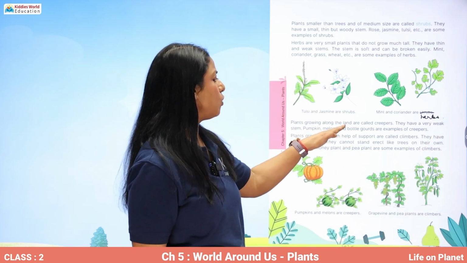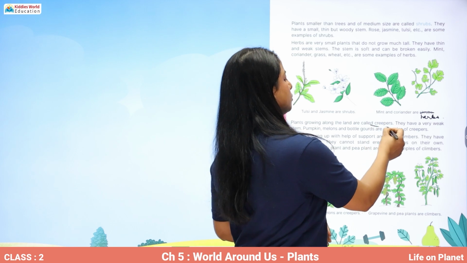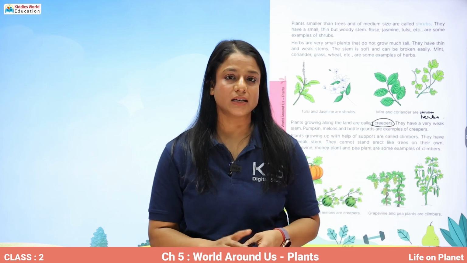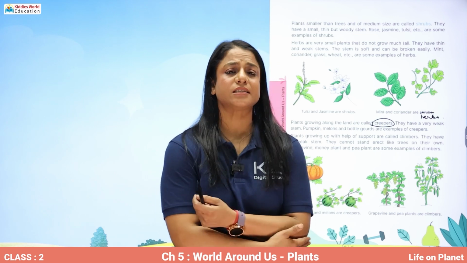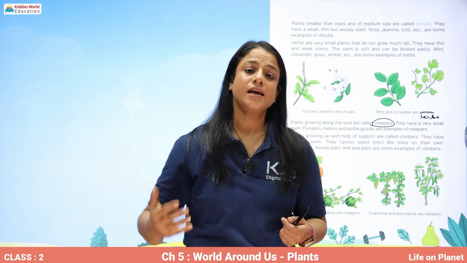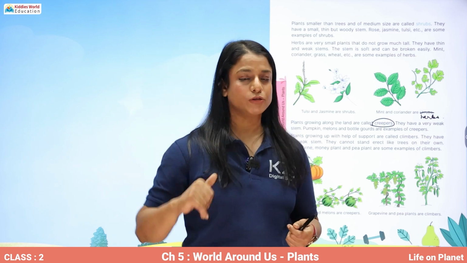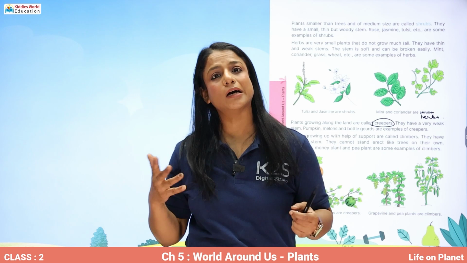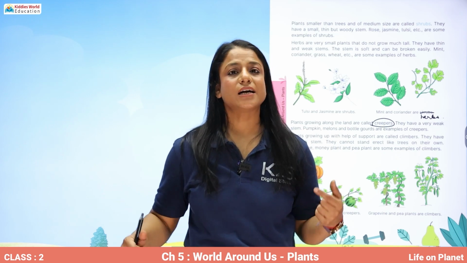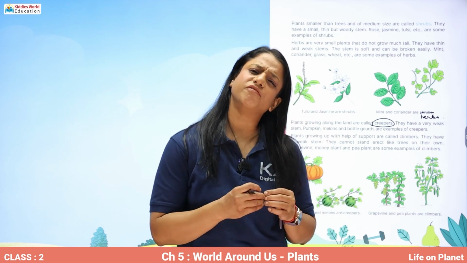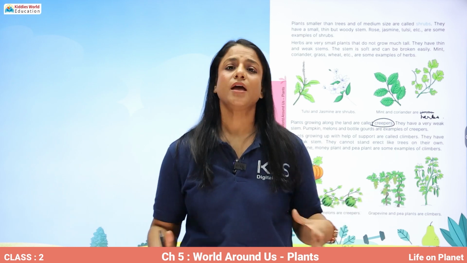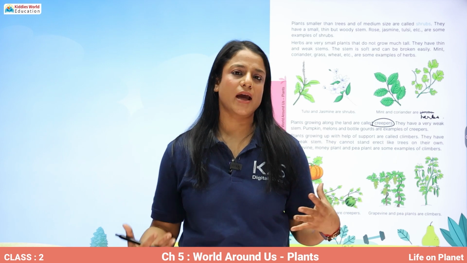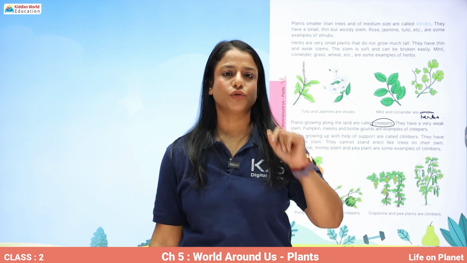Plants growing along the land are called creepers. So the next type of plants are called creepers. You must have seen some plants that do not grow tall. They just creep around the ground. They crawl around the ground, they grow along the ground. And why can't they grow up? Because they have a very, very weak stem and they usually have big fruits. So that's why they cannot grow up.